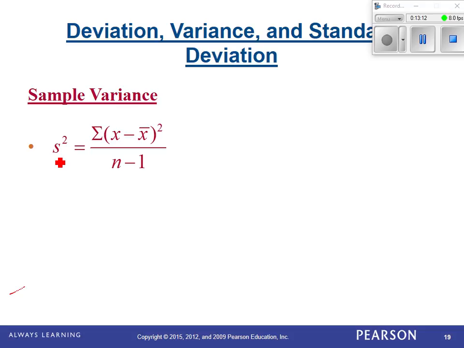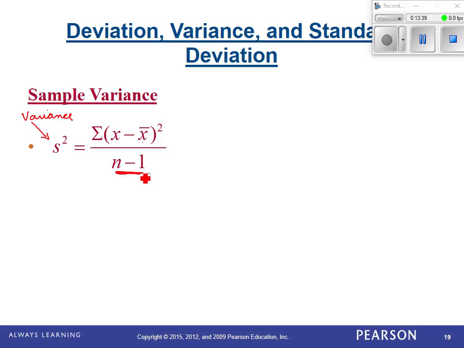For sample, if we're doing a sample instead of a population, notice here, instead of using sigma, we use an S. And this is for sample variance. So this is the formula for sample variance. The only difference is they use an S here. They use X bar instead of mu, and instead of a big N, they use a little n there, and you subtract n minus 1.